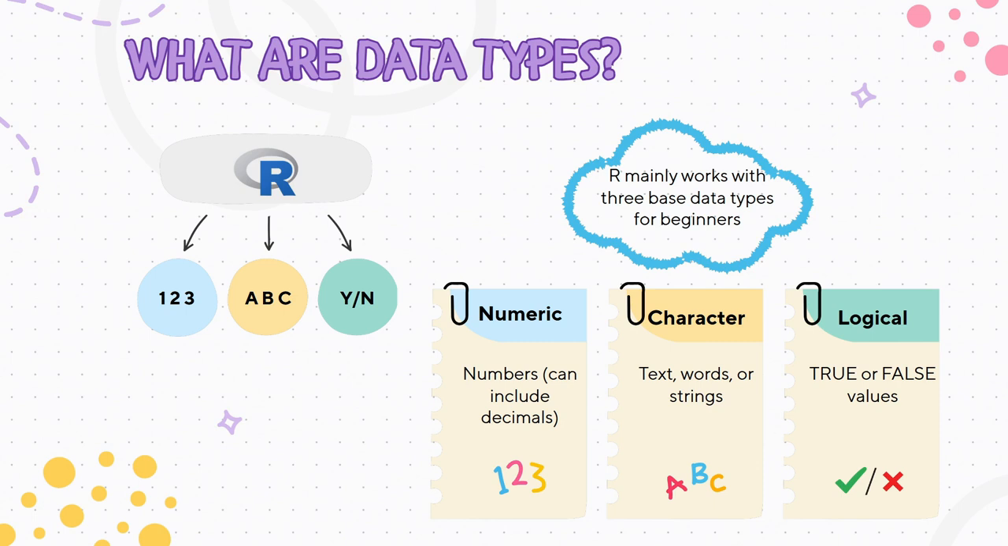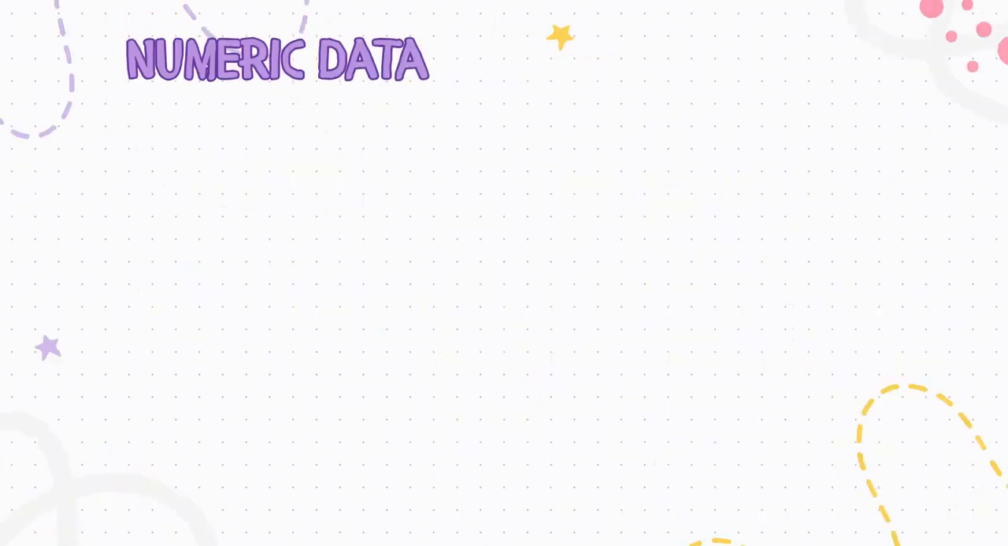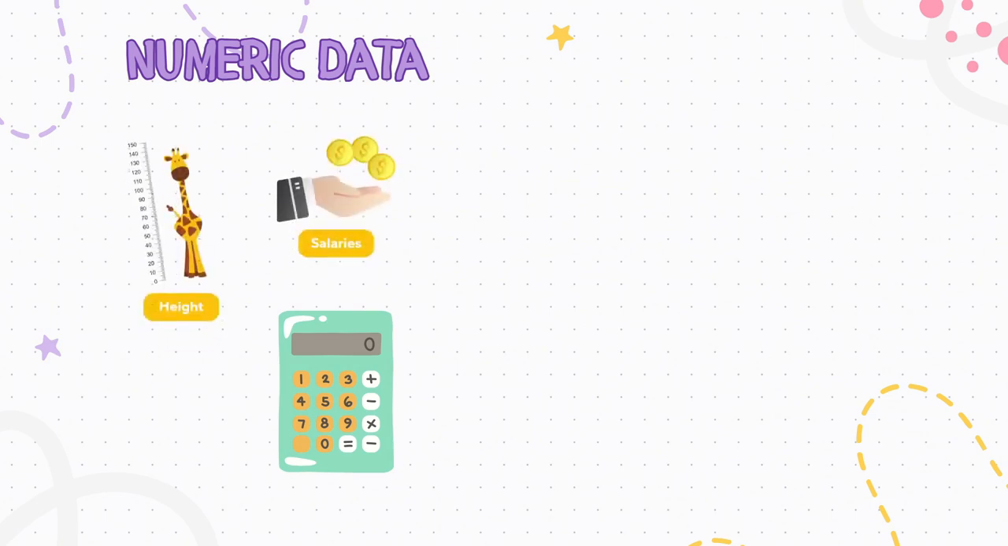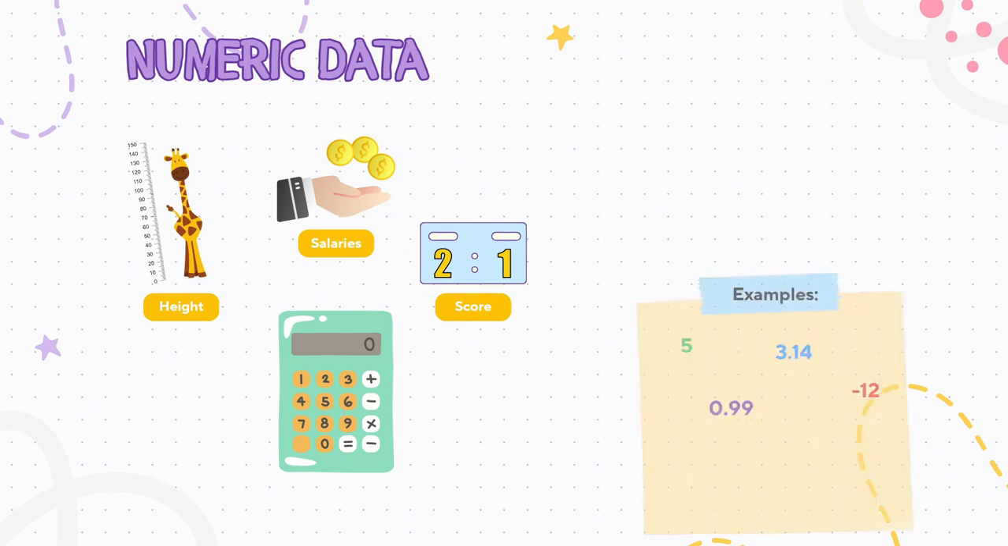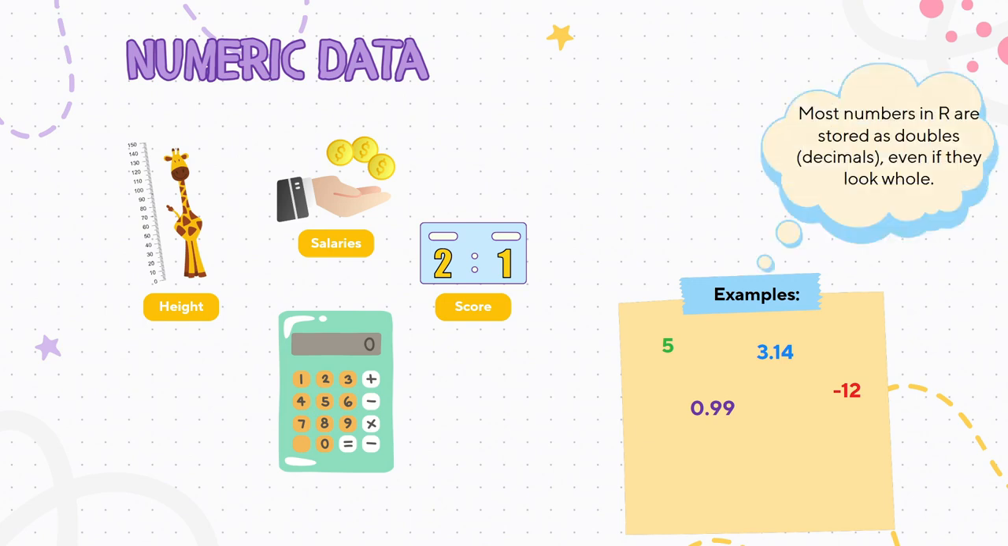So, first up, let's talk about numeric values or numeric data. Numeric values represent numbers that we can calculate with, like heights, salaries, and scores in a game or a match. The examples of numeric data include numbers like 5 and minus 12, and also decimal values like 3.14 or 0.99. Most numbers in R are stored as doubles, which are decimal values, even if they look whole. So even a simple integer like 2 is conceptually stored as 2.0, and decimals like 2.2.